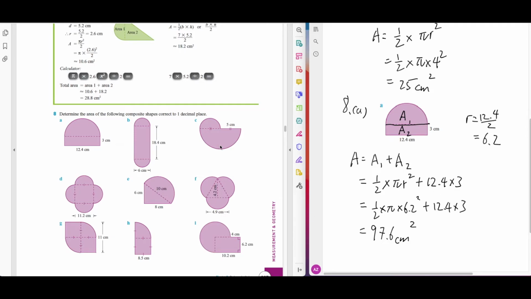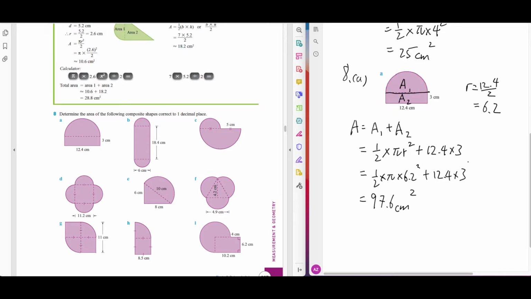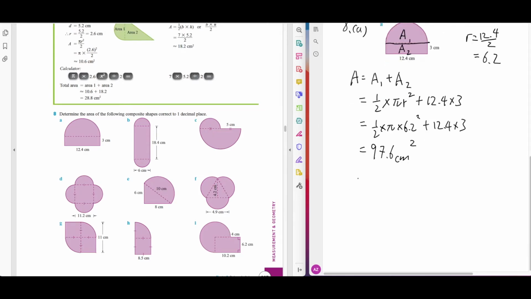All right, so let me take a look at question C. Question C is a little bit more challenging, so let's take a look. To do question C, remember, we need to split the shape up into two shapes that we can work out the areas of, and this is basically two semicircles. So you have your area 1 and you have your area 2. Then we can say area is equal to area 1 plus area 2.